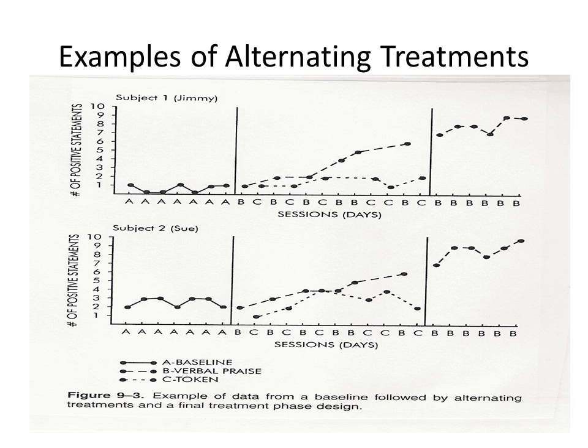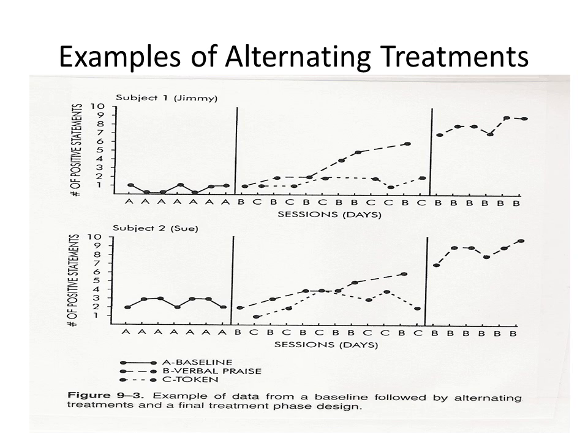To determine which treatment elicited more positive statements from students, we can look at the trend of the lines. In the case of Jimmy, the line representing the B treatment is consistently higher overall than the C treatment. So this means that for Jimmy, receiving verbal praise resulted in more positive statements. And the same happens to be true for Sue.